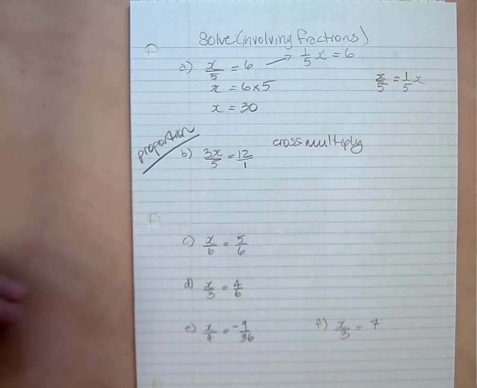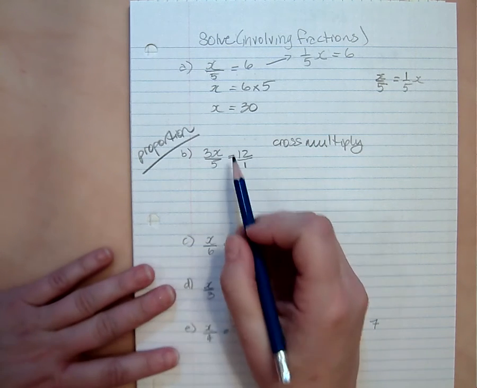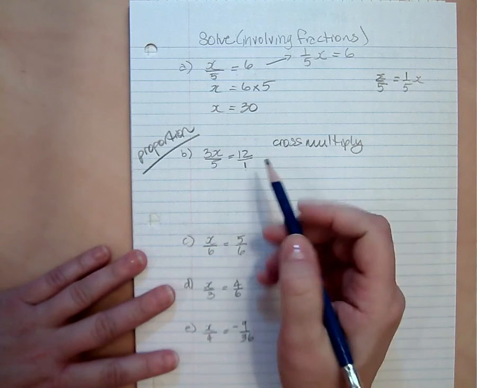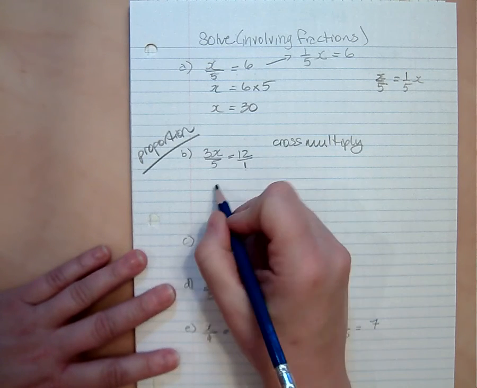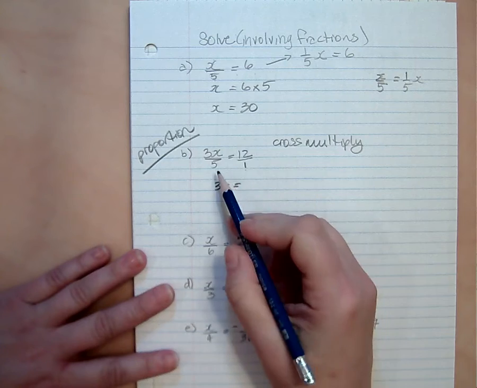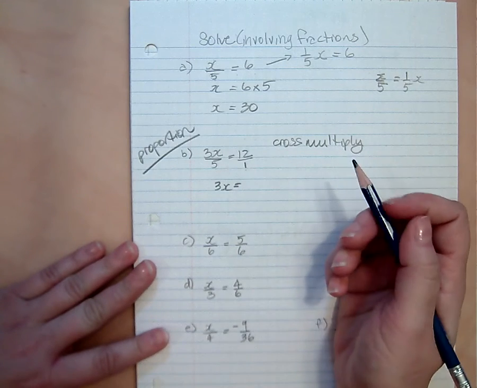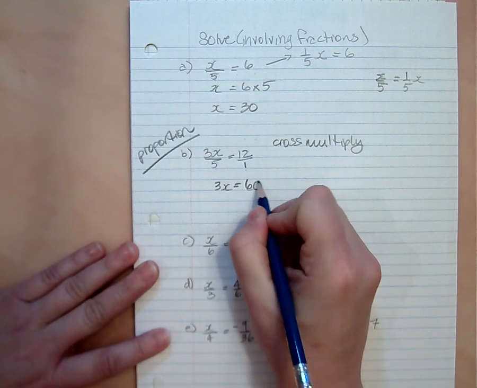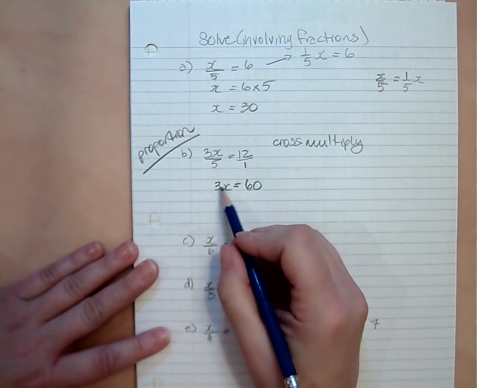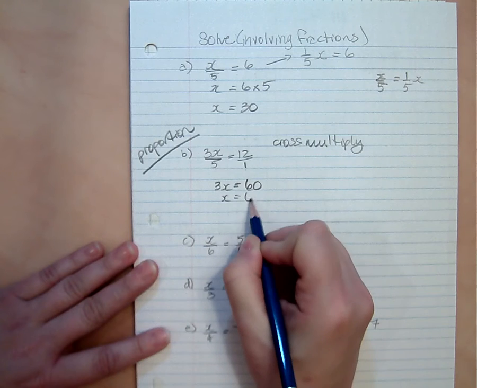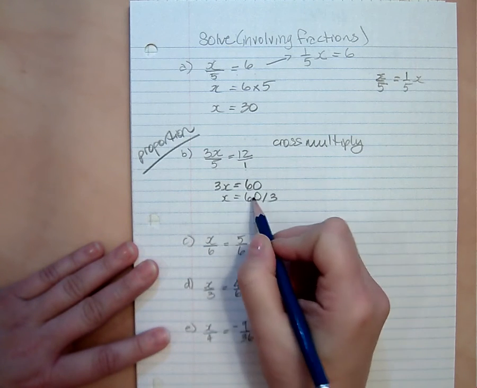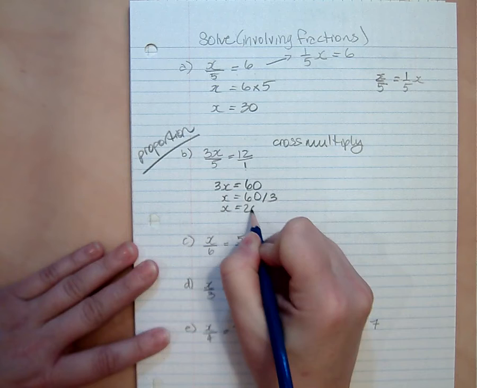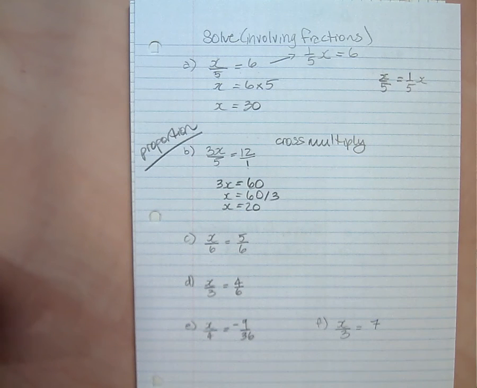Okay, so how do you cross multiply? You literally multiply the numbers that are across from each other. So here you've got 3x and 1 that are across from each other. What's 3x times 1? 3x. Here you have 5 and 12 that are opposite each other on the cross. What's 5 times 12? 60. And then you know how to do this question. This is multiply. So now when you bring the 3 over, it will be divide, and 3 goes into 60 20 times. Ta-da! That's it.